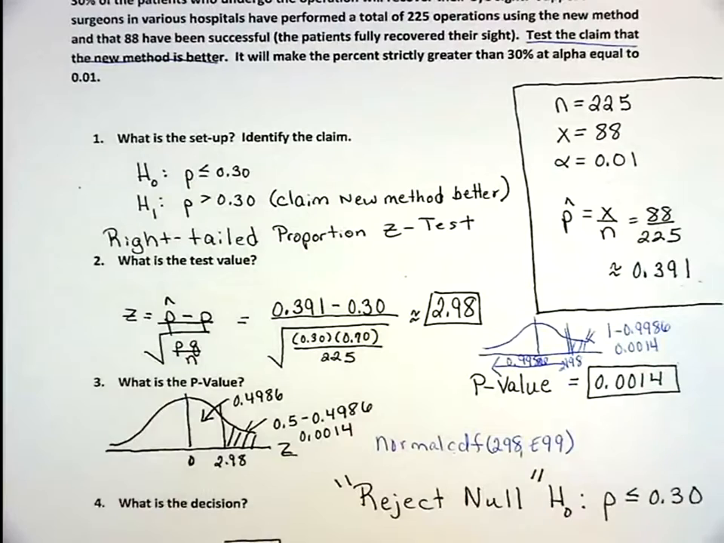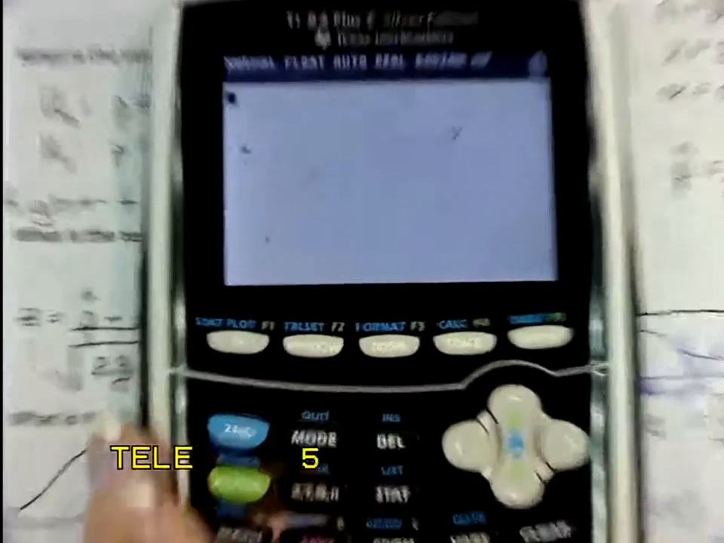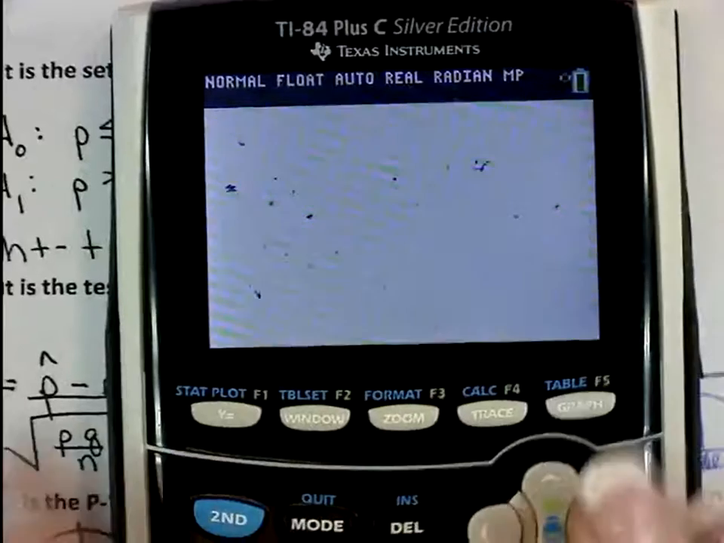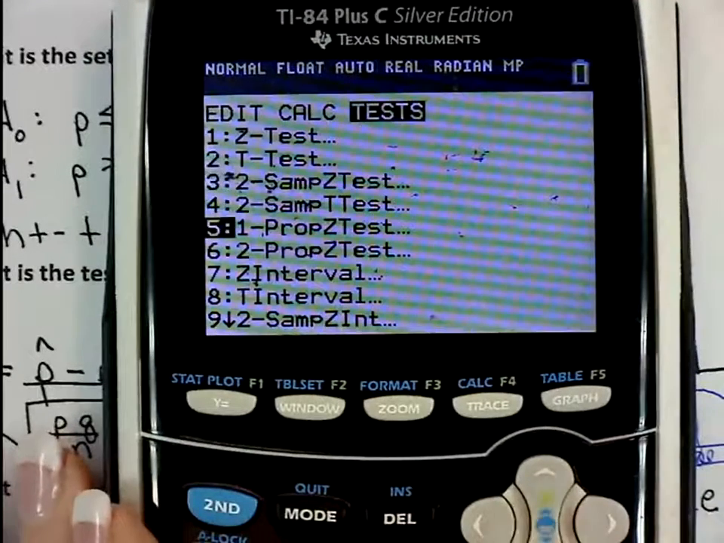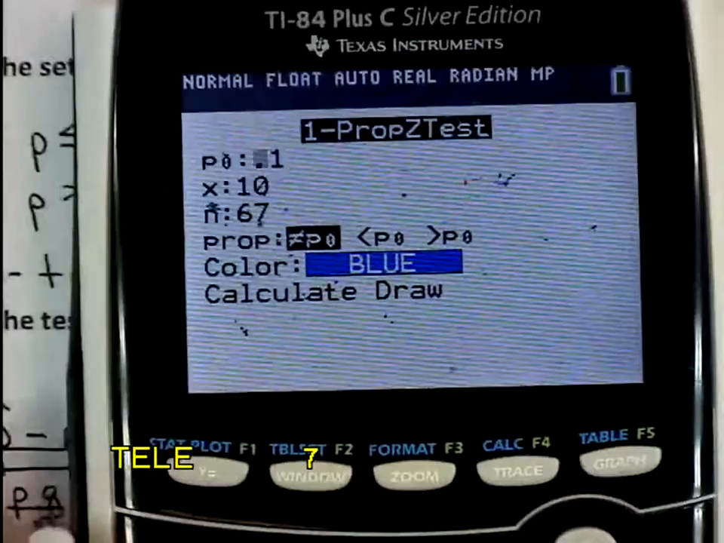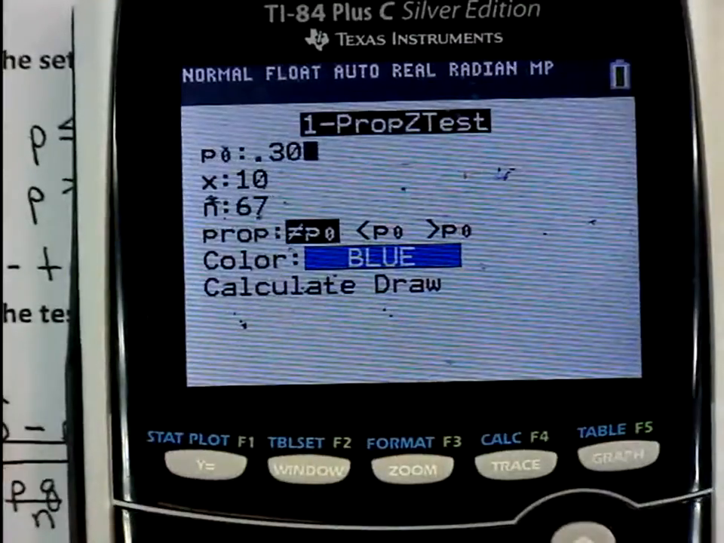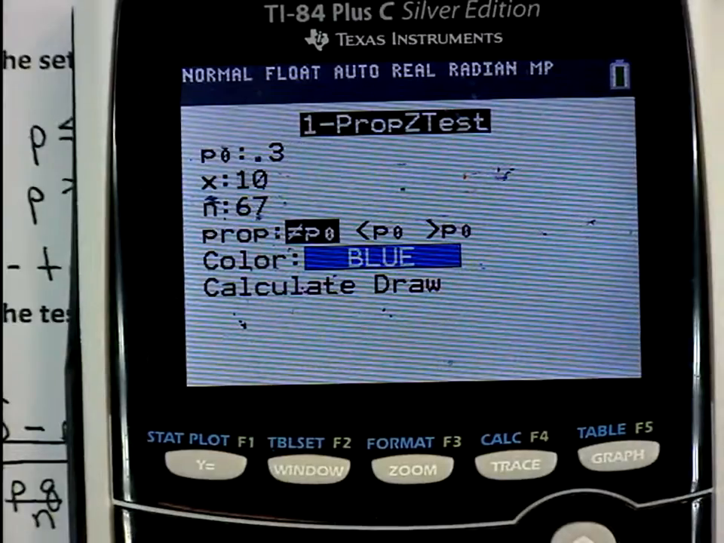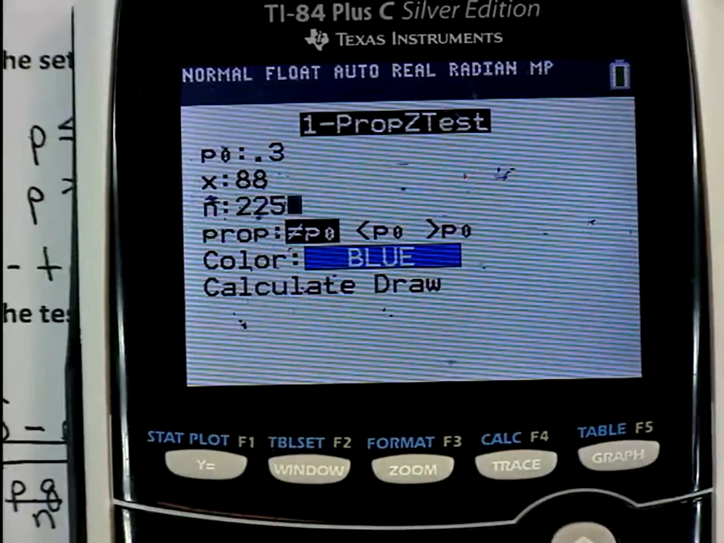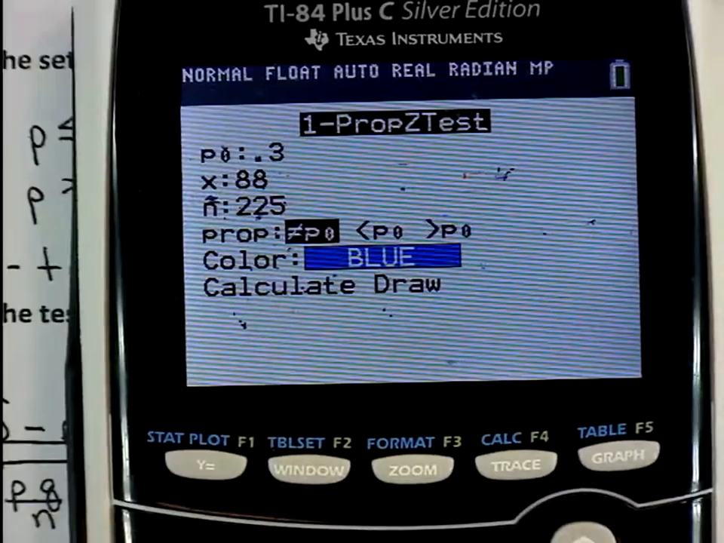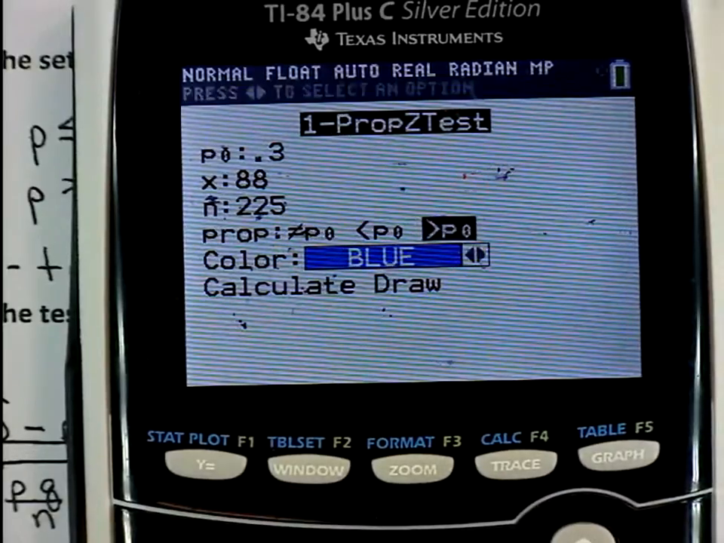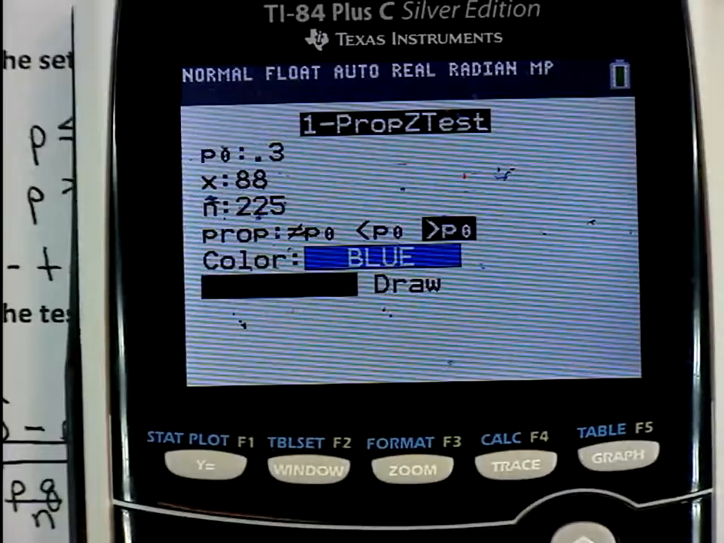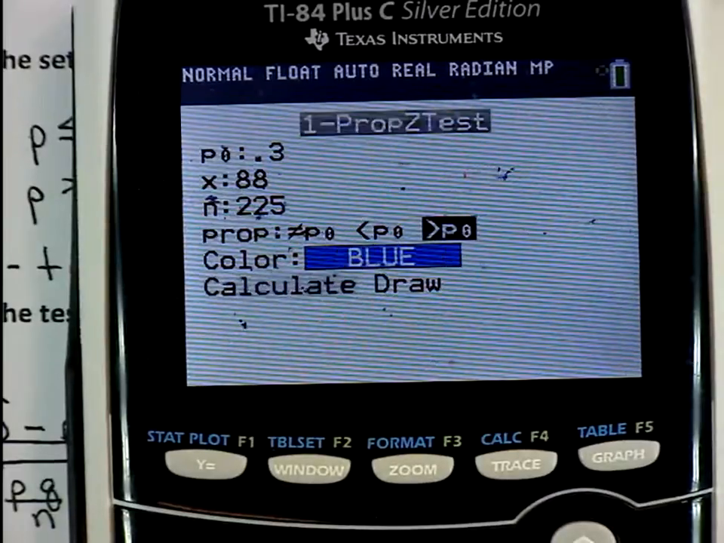I do want to show you the calculator with this before I actually close out this lecture. Stat, Tests, and it's number 5. The claim is 0.30, 30% recover their eyesight. The new method is better, greater than 30%. In an operation of 225 people, 88 people recovered their eyesight under the new method of surgery. And then the alternative is greater than the claim of 30%. So calculate. Greater than, it's a right-tailed proportion Z-test.